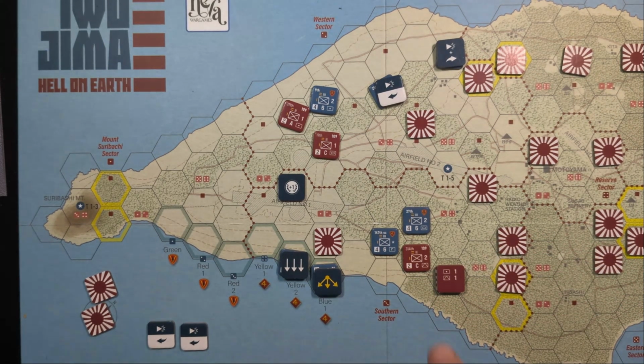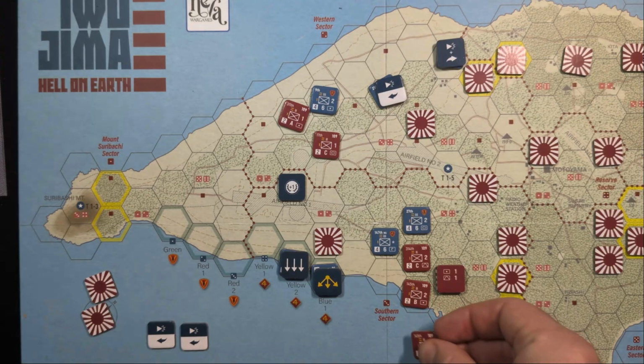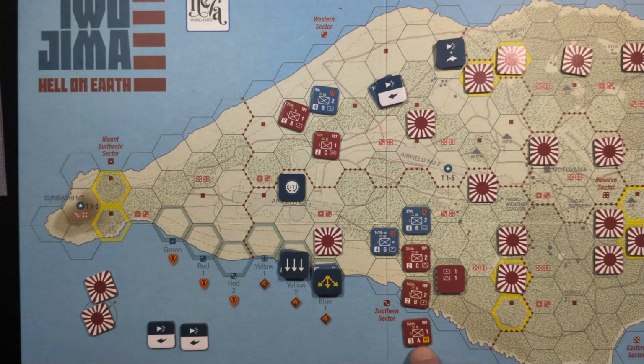We have other modifiers. When you're attacking a C-type Japanese, it's trenches, you don't have a modifier. When you attack a B-type, it's a pillbox, so you will get a -1, and when you attack a cave, you will have a -2.